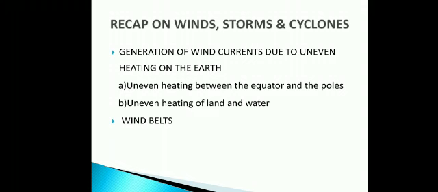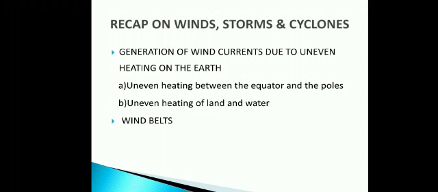Next condition is uneven heating of land and water. Solar heating of the earth's surface is uneven because land heats faster than water. So it causes air to warm and expand and rise over land while it cools over the cooler water surfaces. This one we have already discussed in the earlier chapter, Heat, about land breeze and sea breeze.